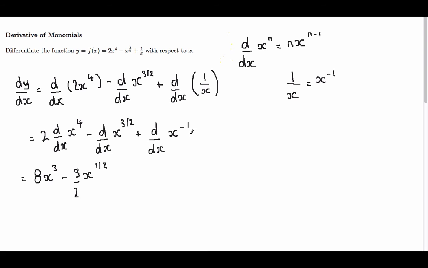And then finally x to the minus 1, our n is minus 1, so our minus 1 comes down the front. Then we get minus 1 minus 1, which is minus 2 for the power. So we get a minus x to the minus 2. Therefore, our dy by dx is simply 8x cubed minus 3 over 2 x to the half, which we can write as the square root of x, minus x to the minus 2, which we'll write as 1 over x squared.